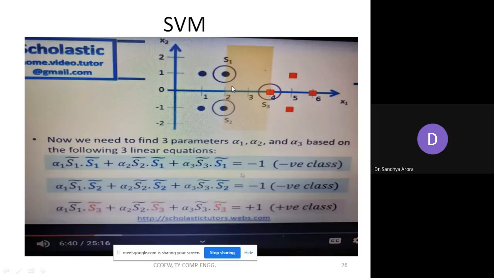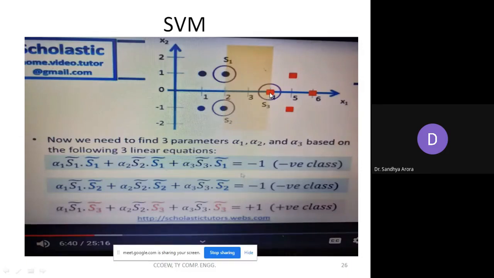Now we have these 3 points with us, and you need to map these 3 points onto that plane equation. The first equation, alpha 1 S1 plus alpha 2 S2 plus alpha 3 S3, will be multiplied by S1, the next equation will be multiplied by S2, and the next by S3, the whole equation. So the first equation, alpha 1 S1, alpha 2 S2, alpha 3 S3, is multiplied by S1. Now we are taking these points as the negative points.